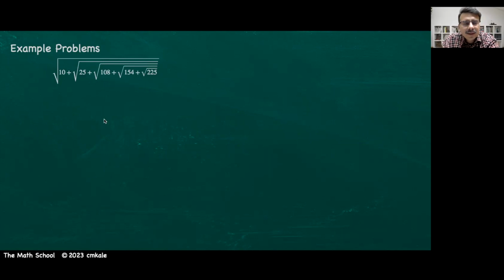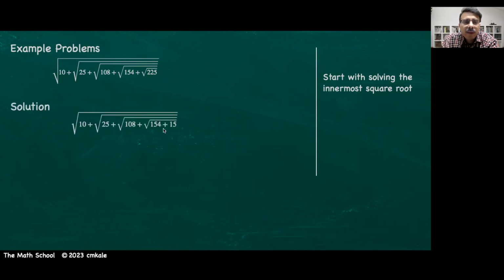Let's look at this problem. It is a nested set of square roots where you have one square root under the other. So you have square root of 225, added to square root of 154, further added to the whole under root of 108. So everything is under square roots, right? How do we approach this problem? You start with the most nested square root first. So look at 225. Do you know what is the root of 225? 225 is equivalent to 15 square. Therefore, root of 225 will evaluate to 15.